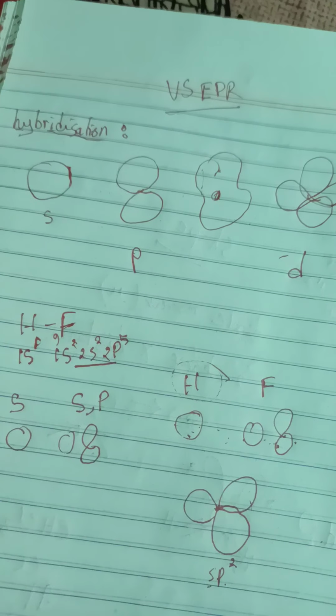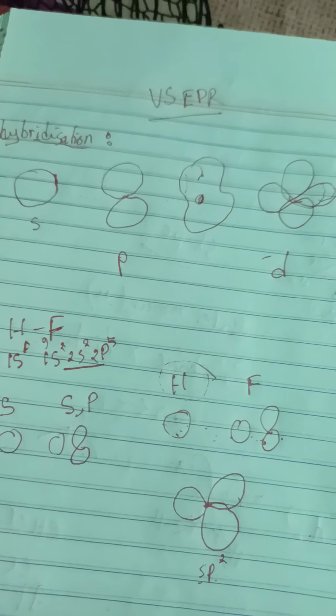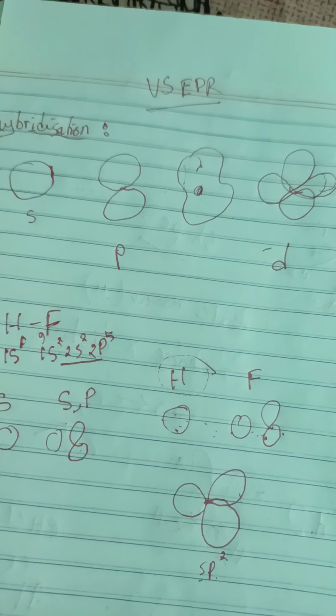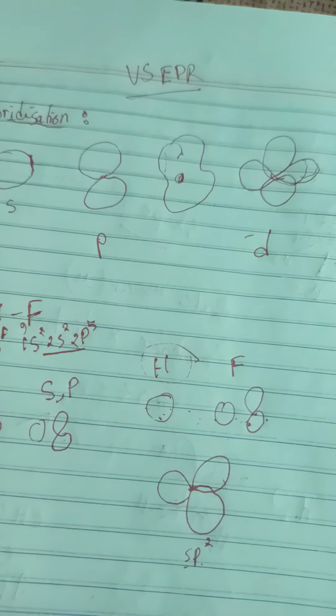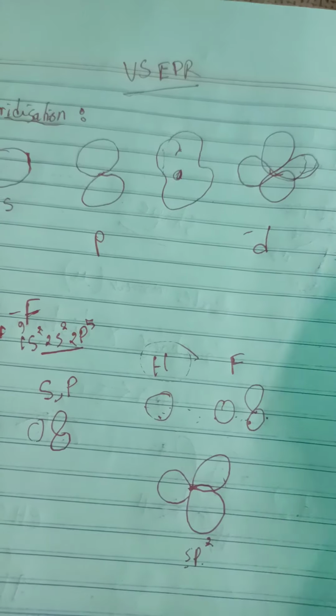Now I'll go directly to the valence shell electron pair repulsion theory, that is VSEPR theory. So what is VSEPR theory? VSEPR theory is a special theory which tells us about the shape of a molecule. Till now we have done our Lewis dot structure, or only Lewis structure, to know the structures or the bonding of any molecule.